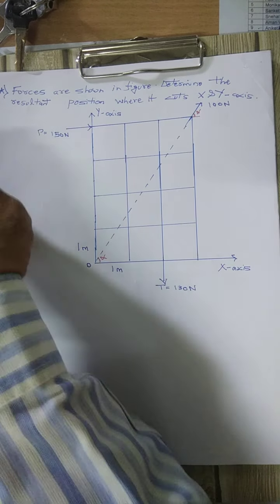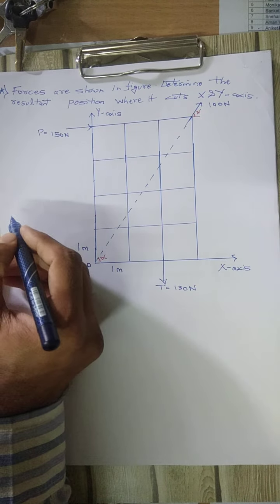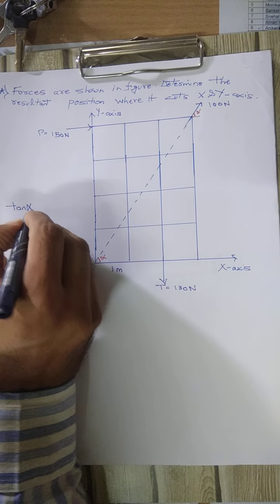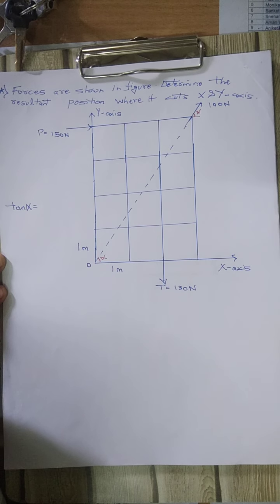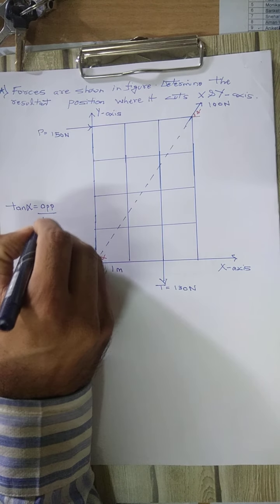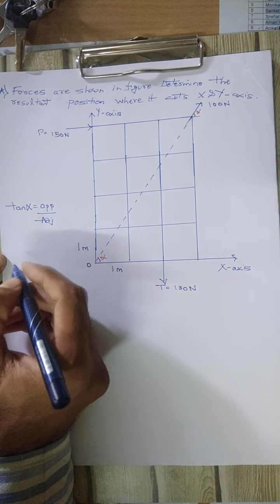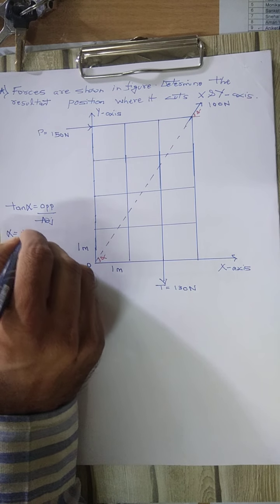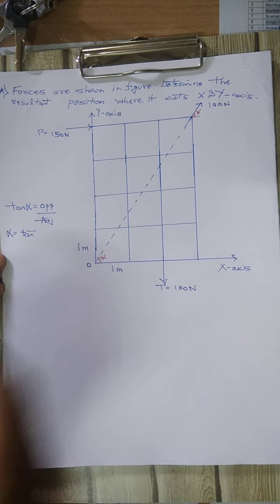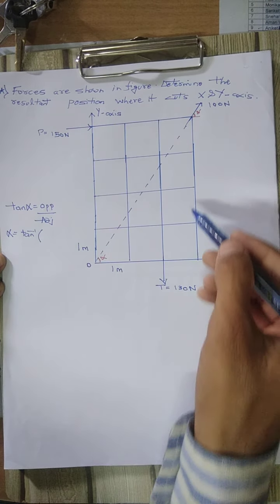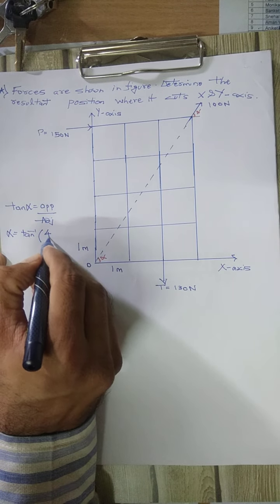We can find the angle with the help of the concept of tan theta. So I am writing down tan alpha. What is the formula to find alpha? Opposite upon adjacent. So alpha is equal to tan inverse of, here in this case, what is the opposite side for alpha? The opposite is this vertical side. 1, 2, 3, 4, so 4 meters is the opposite side.